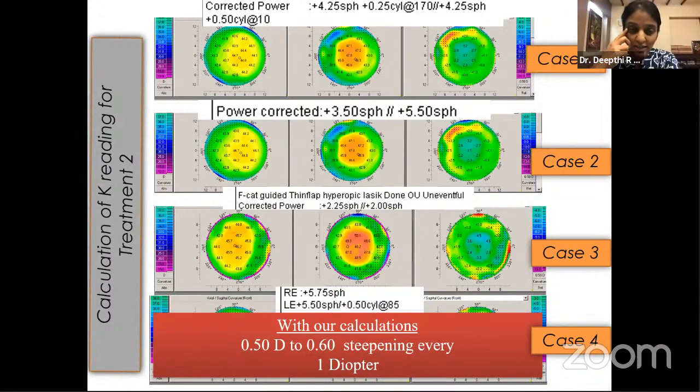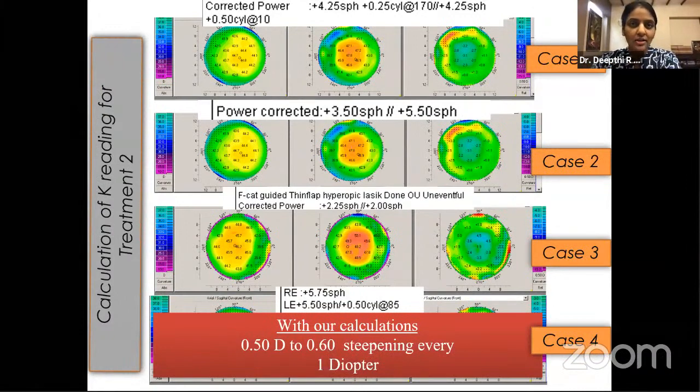So we just analyzed around 15 hyperopic treatments. On the left side, these are 4 patients for an example. The left side are the pre-hyperopic treatment, the middle one were post-hyperopic treatment, and the third is the difference maps. So we realized that every diopter of treatment in this machine would cause around 0.5 to 0.6 steepening. So for these double ablation patients, we added 0.5 to 0.6 to the baseline K, and that would be our baseline for treatment number 2.